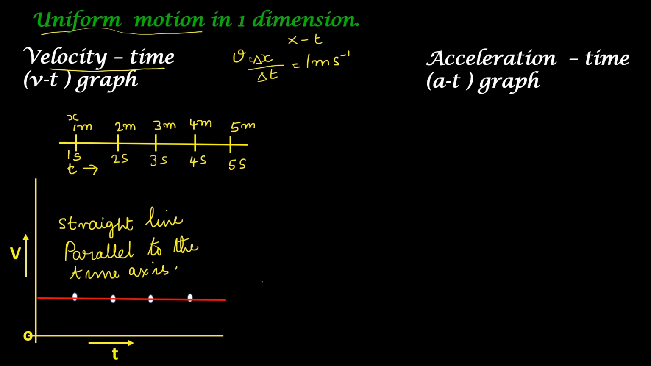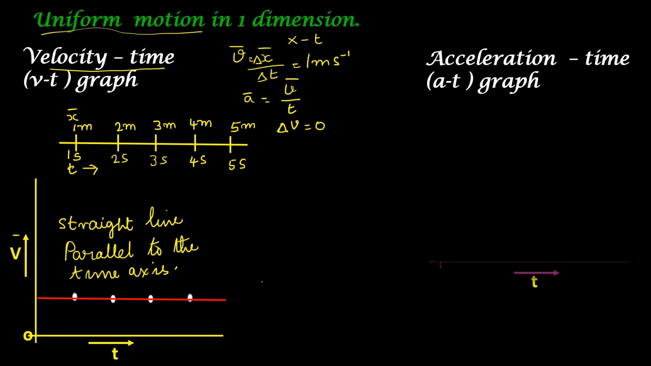Now let us see the acceleration time graph, that is a-t graph, for uniform motion. It is very simple because velocity is uniform. Therefore, delta v, that is change in velocity, is 0. Therefore, acceleration also is equal to 0. Acceleration is nothing but change in velocity divided by change in time. In simple terms, acceleration means increase in speed. Here, velocity is not changing. Therefore, the object is not accelerating. It is not increasing its speed.